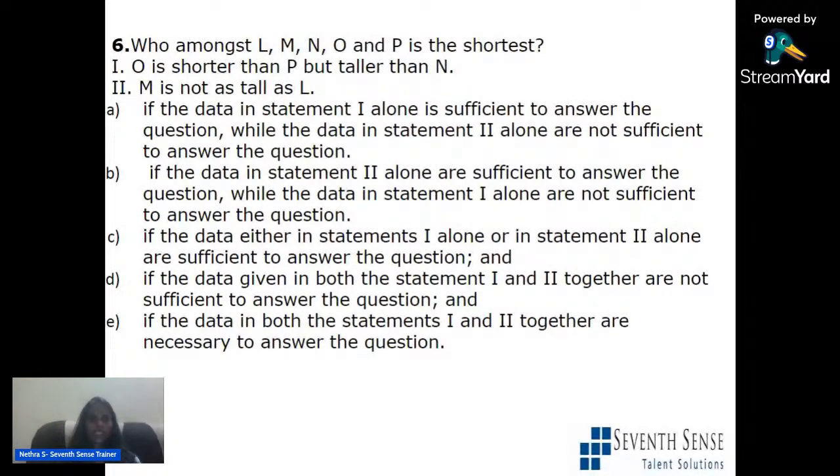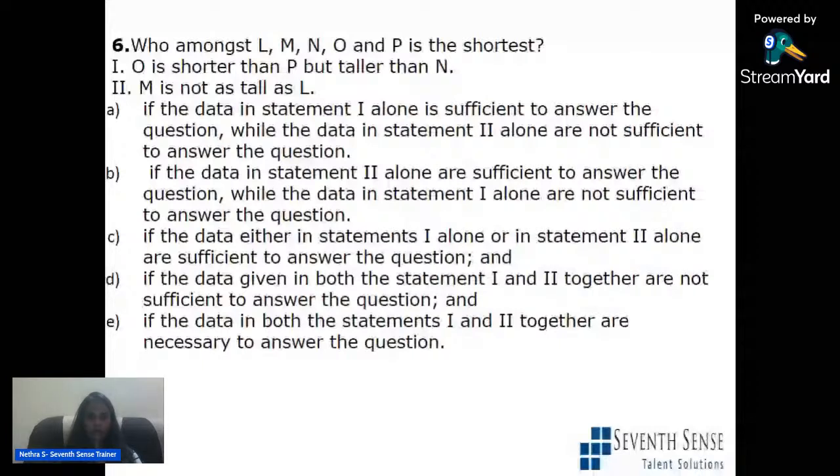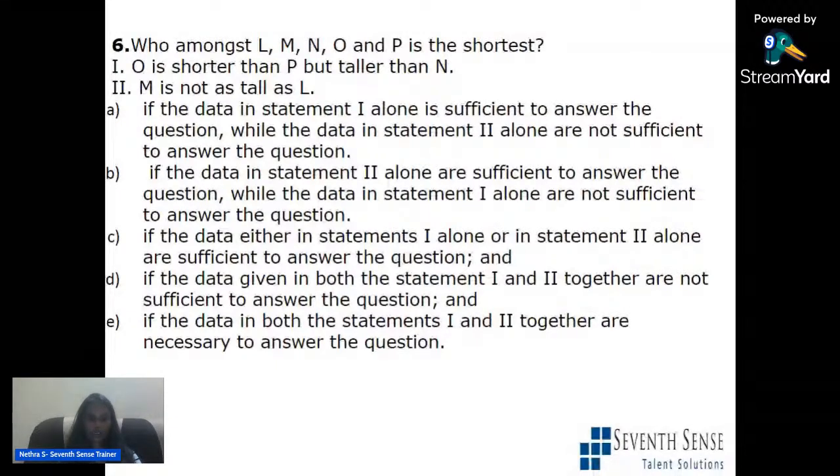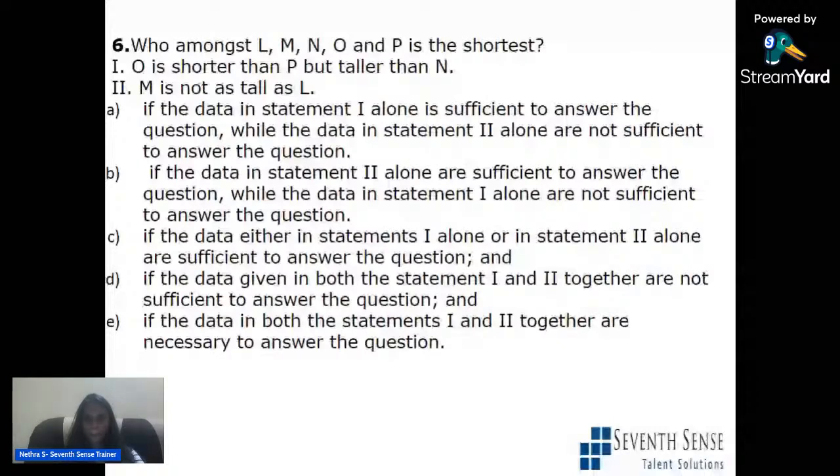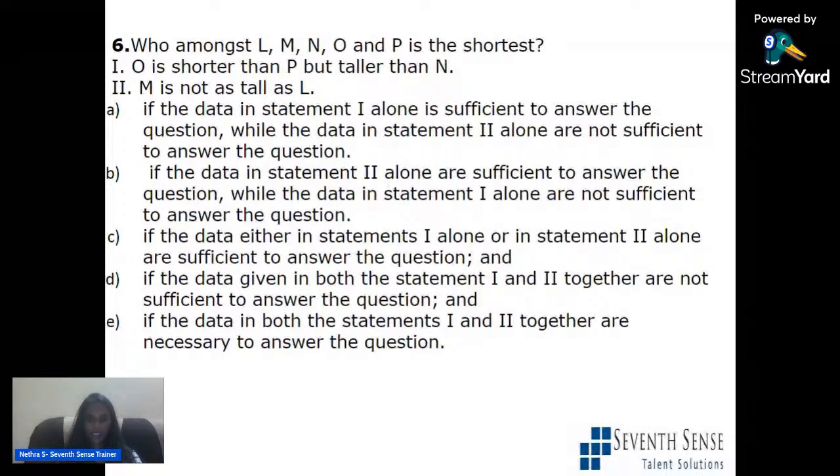So just read the question and statements carefully and try to select the correct option. Just read the question once again and try to analyze the statements. Which option will be suiting? You just drop it in the chat box. Okay, I can see so many correct answers in the chat box. Everyone is trying for that. Very good.